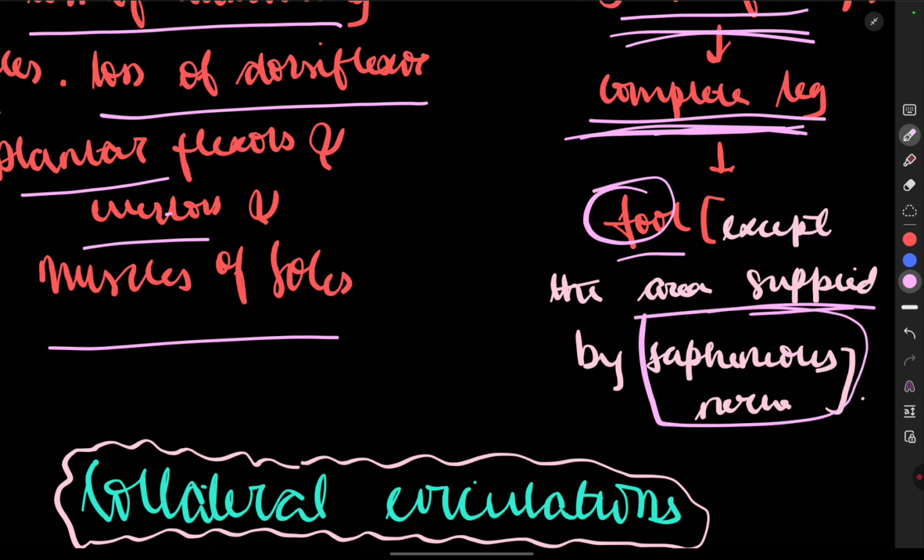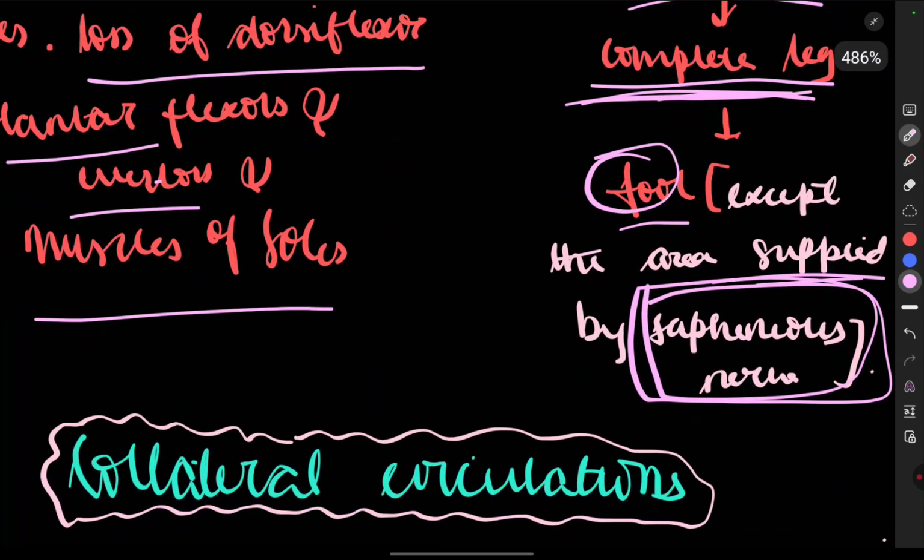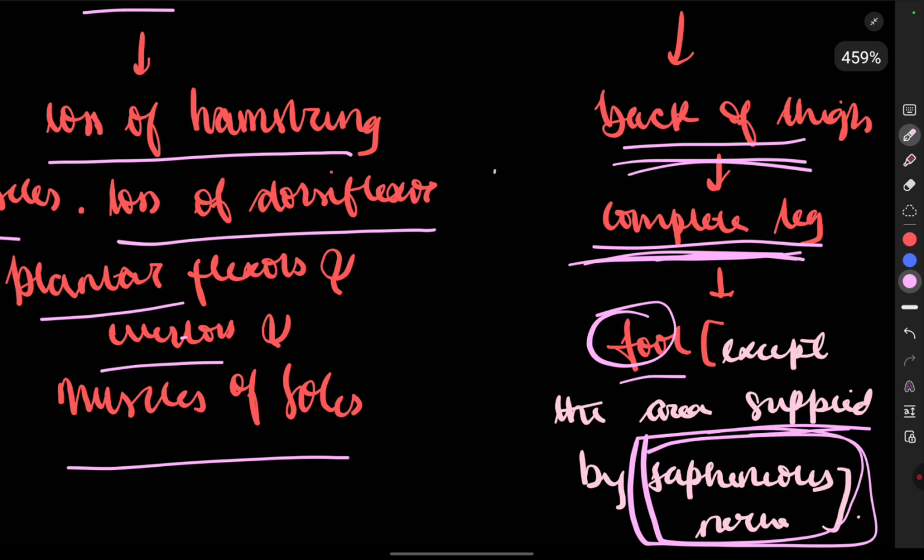So see, the foot is supplied by different nerves, the sural nerve, etc. The saphenous nerve is also there. Where the saphenous nerve is, pain and sensory loss do not occur; they occur only where the sciatic nerve innervates. So back of the thigh, complete leg, and the foot.